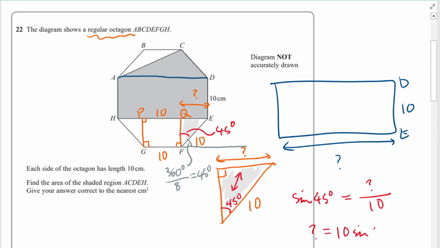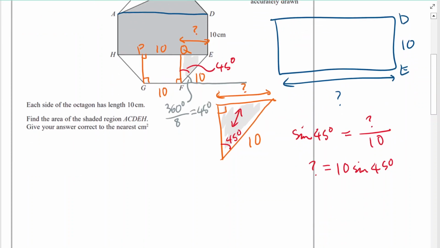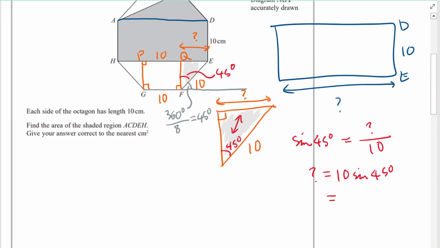Do I have to leave it like this? I don't, do I? I can use my calculator and get an actual value. What does it end up giving us? 10 times root 2 over 2, if you prefer not to use a calculator, which gives us overall 5 root 2. So we have 5 root 2 for that question mark length. And therefore we get, why is it the case also that this is 5 root 2?